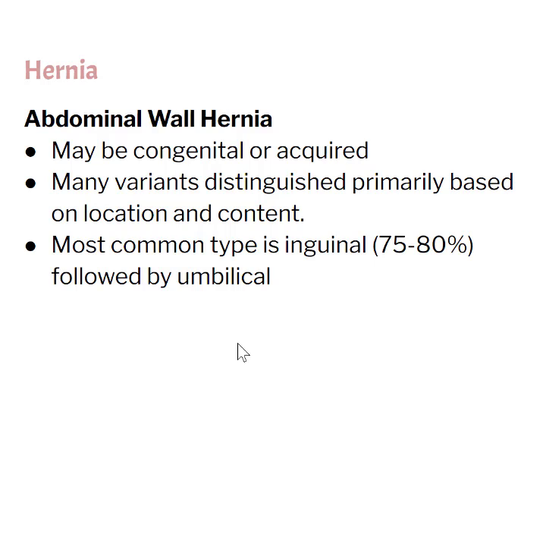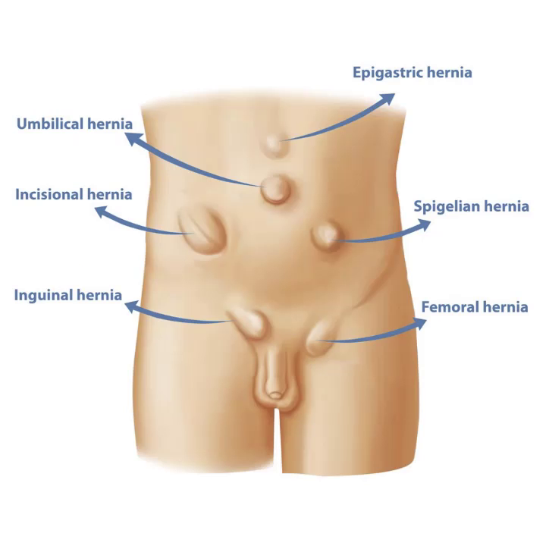Again, there are very many variants on the abdominal wall hernia, mostly distinguished by the location of the hernia and what's inside the hernia. The most common type of hernias of the abdominal wall are going to be inguinal, so in the groin area, followed by umbilical hernias, which happen at the belly button. Diagram here shows us multiple areas of the abdominal wall that hernias can occur. Again, inguinal hernias are the most common, followed up by umbilical hernias.